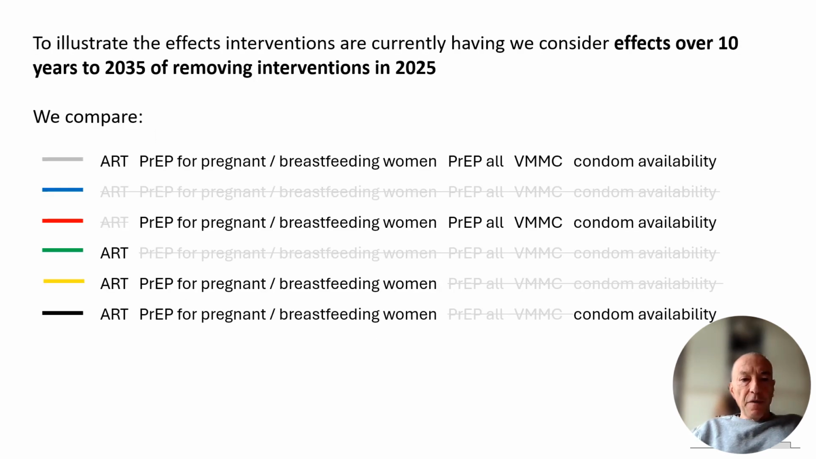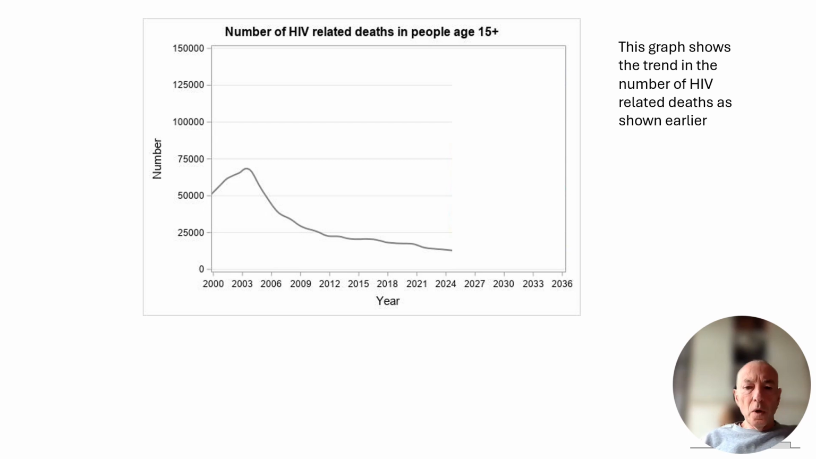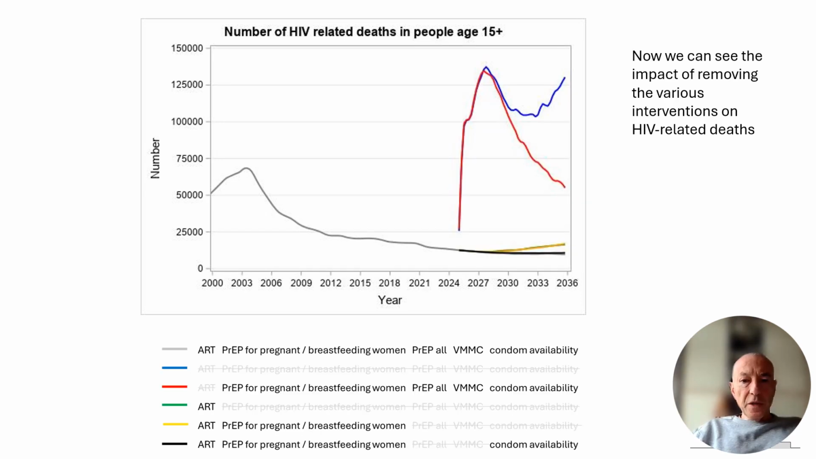Now, to illustrate the effects interventions are currently having, we consider effects over 10 years to 2035 of removing interventions in 2025. And you can see here which interventions are variously being removed. So this slide shows the trend in the number of HIV-related deaths, as shown earlier. This slide then shows the impact of removing the various interventions on HIV-related deaths.